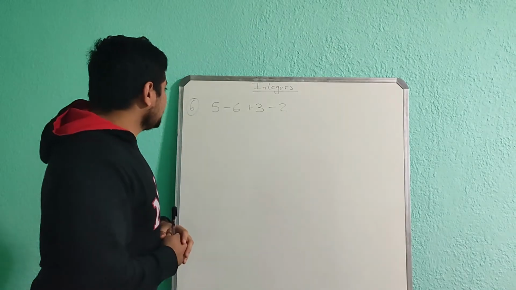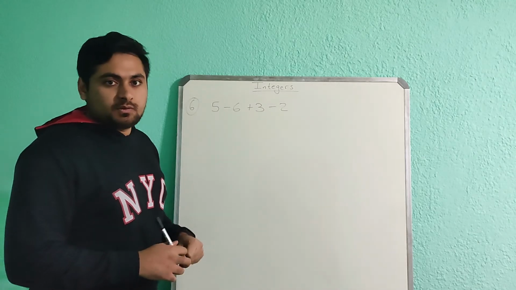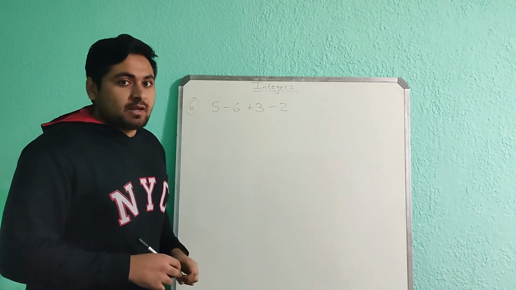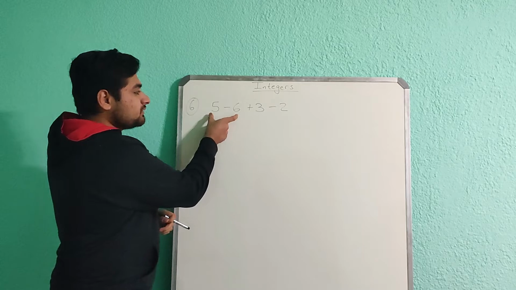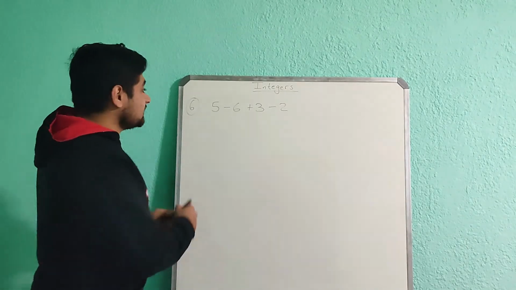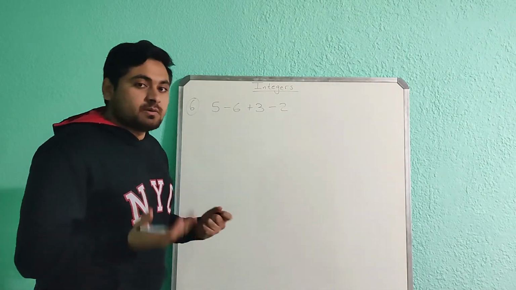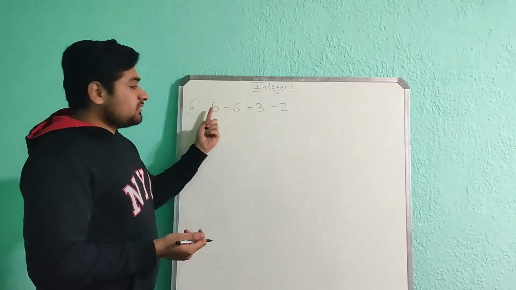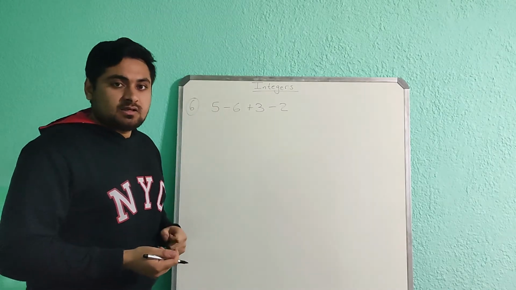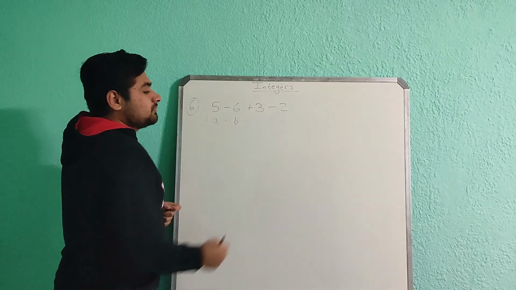Don't be worried. All you need to do is to solve two by two. Don't go and solve everything at once. So first we'll take the first two numbers. The first two numbers, we can see that that is plus 5. As I told you, if there is no sign, it is invisible positive. So it's plus 5 minus 6. So it is plus A minus B.